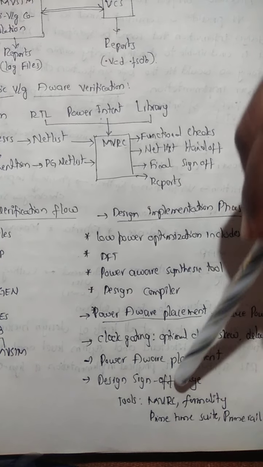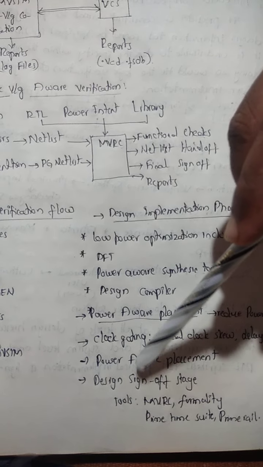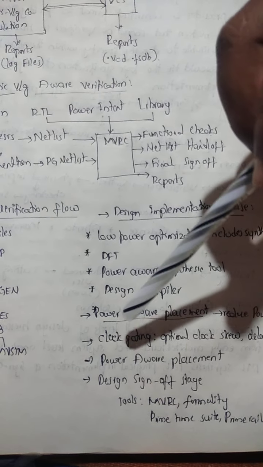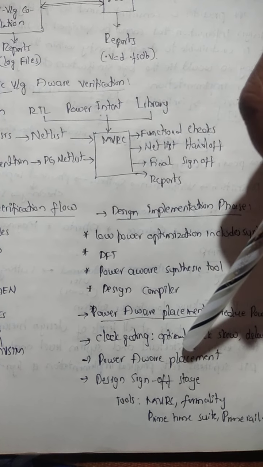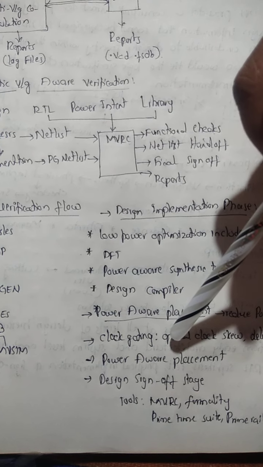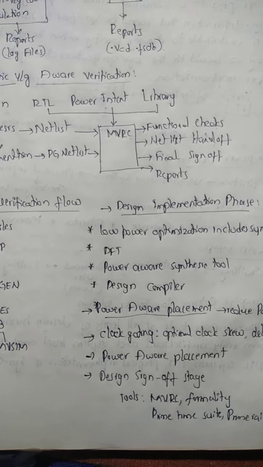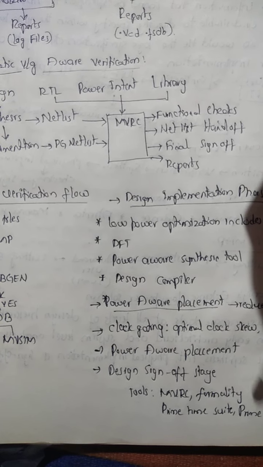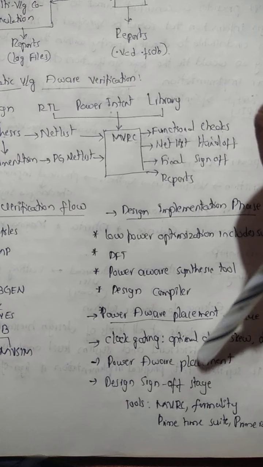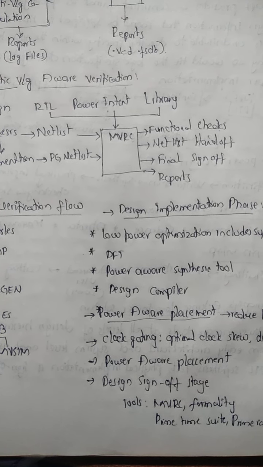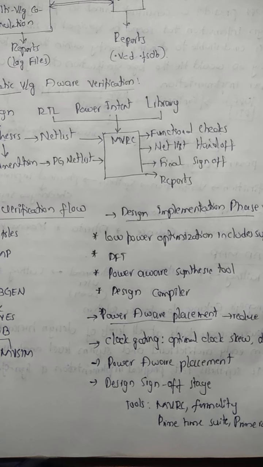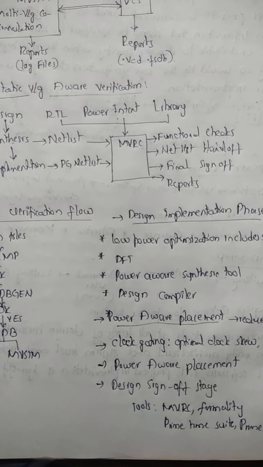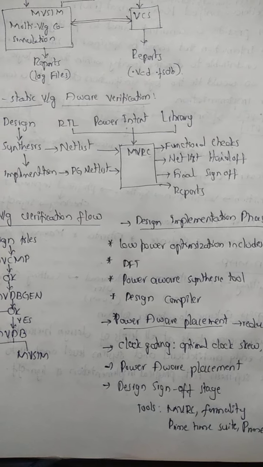In the case of MVRC, it does the consistency checks, functional checks, and power and ground checks. Coming to Formality, it does the equivalence checking. Coming to the PrimeTime suite, it does the static timing analysis. Coming to PrimeRail, full chip dynamic voltage drop as well as electromigration analysis take place. That is the concepts of the CAD tools which we make use of in lowering the power, particularly in VLSI circuits. Thank you.